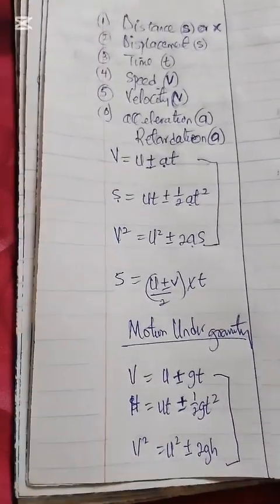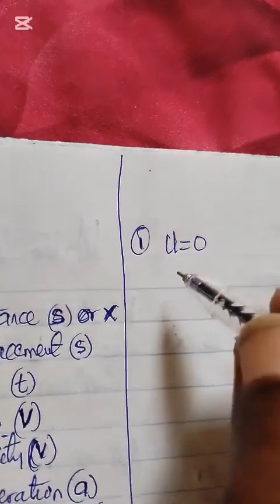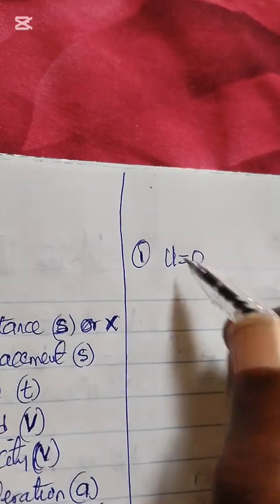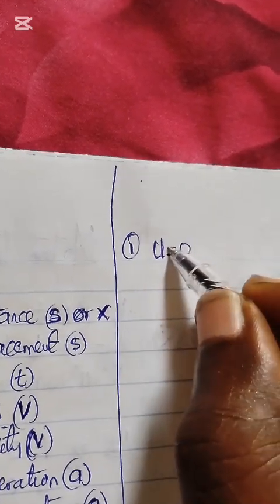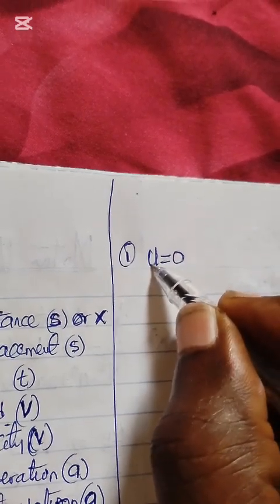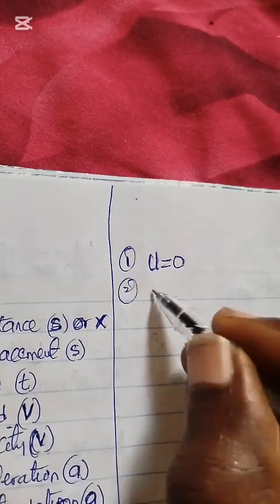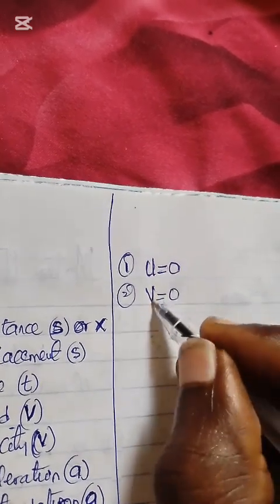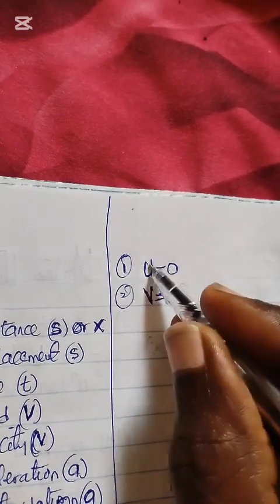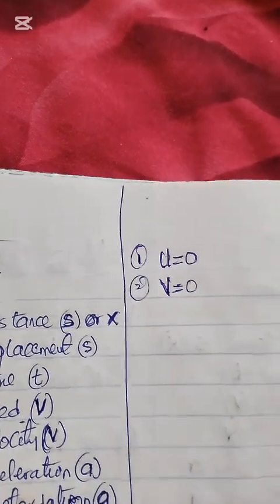The next thing you need to know is this. 1, whenever an object moves from rest, initial velocity is 0. So the question will just say an object moves from rest. Nobody will tell you that, but you should know that u in such case is equal to 0, which is initial velocity. So u represents initial velocity. Then 2, whenever an object is brought to rest, v is equal to 0. V in physics represents final velocity, u initial, the velocity you start with.